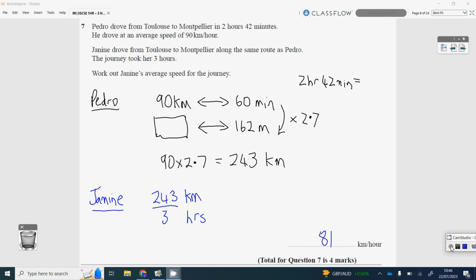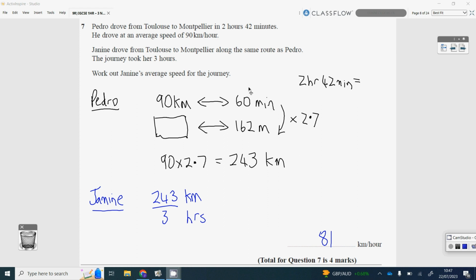Question 7. Now, I know some people teach speed, distance, time as being that pyramid, that triangle thing, but I think it's much easier just to think of speed as a proportion type of question. So we're told here for Pedro that his average speed is 90 kilometers per hour. Now, all that means, what is his speed? It's telling you the distance you travel over a period of time. So Pedro would go 90 kilometers in an hour. He would go 90 kilometers in 60 minutes.